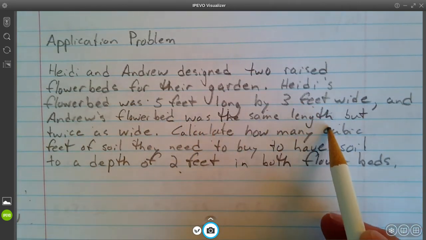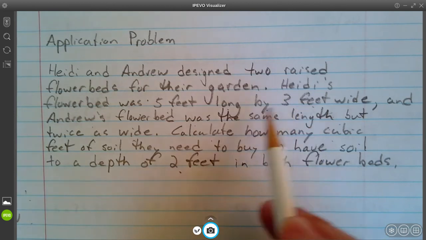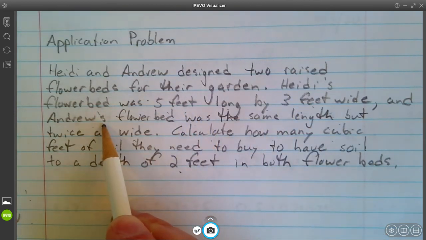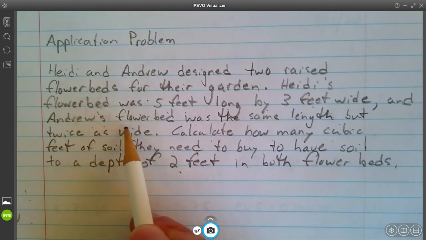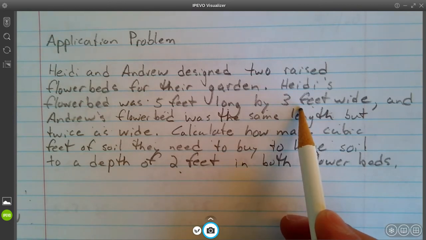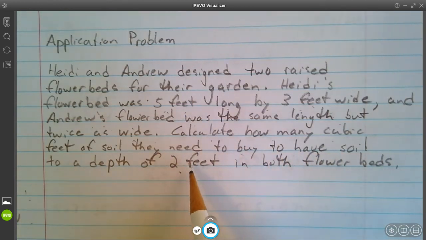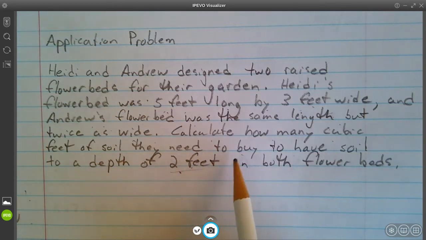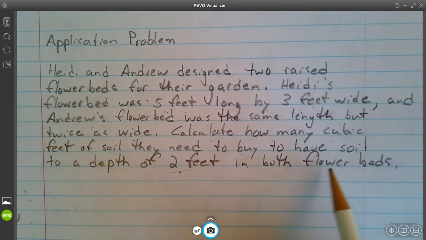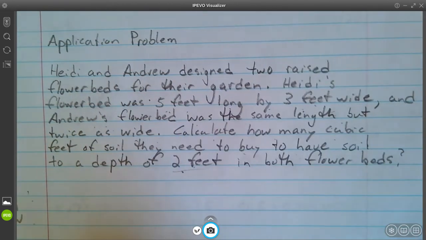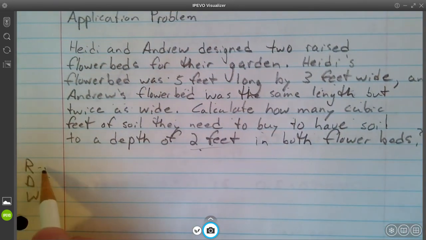And Andrew's flower bed was the same length, so that's 5 feet. So Andrew's flower bed, now I have 1 of the dimensions I need. Same length, but twice as wide. All right, so his flower bed is 5 feet by 6 feet. Calculate how many cubic feet of soil they need to have soil to a depth of 2 feet. All right, so there's a missing dimension in both Andrew and Heidi's flower beds, and it looks like it's 2 feet for height, to have a depth of 2 feet in both flower beds. Okay, question mark.